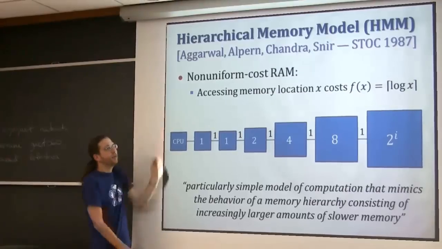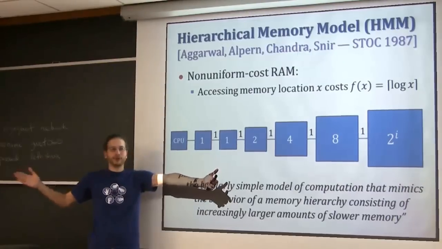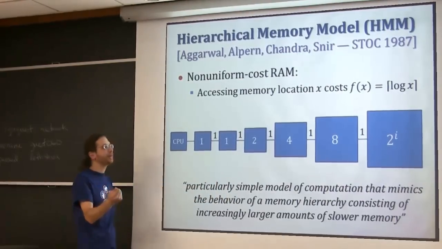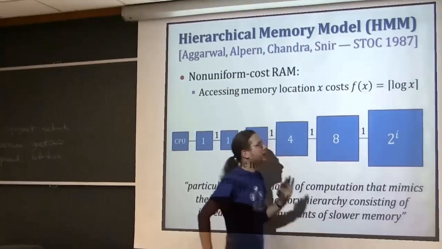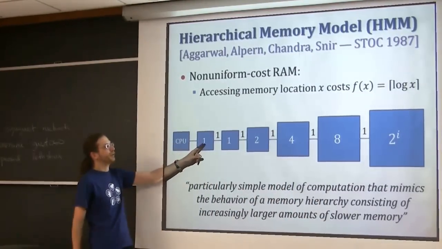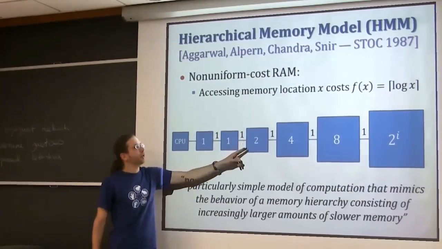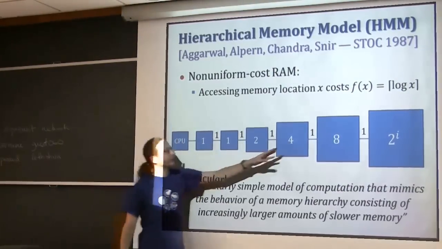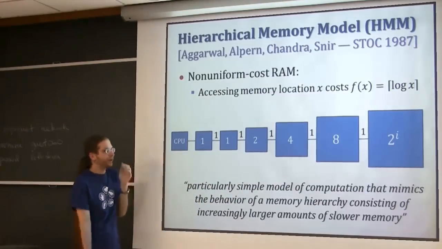It says if you want to access, so it's a RAM model, so you've got your memory as an array. If you want to access position x in the array, you pay f of x. And in the original definition, that's just log x. So what that corresponds to is the first item is free. Second item costs 1. The next 2 items cost 2. The next 4 items cost 3. The next 8 items cost 4, and so on. So it's exactly this kind of memory hierarchy.